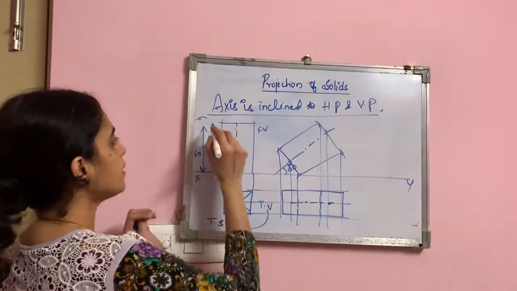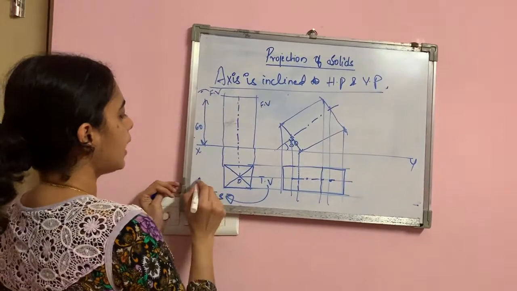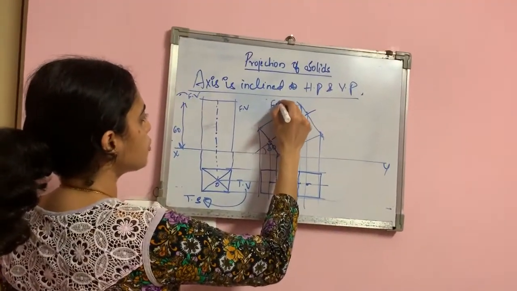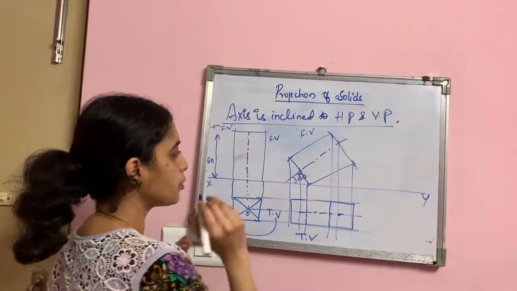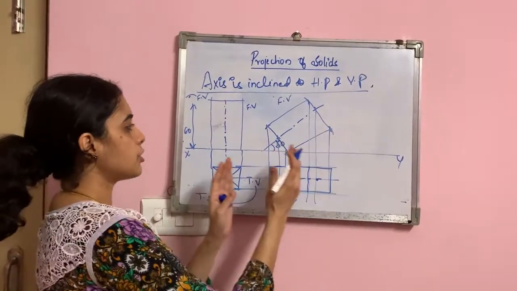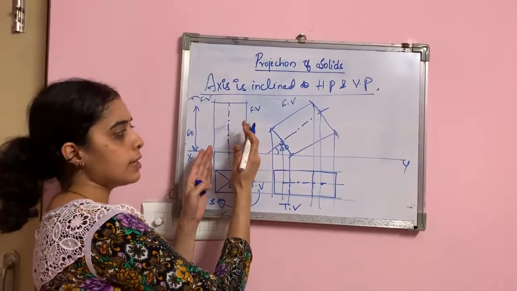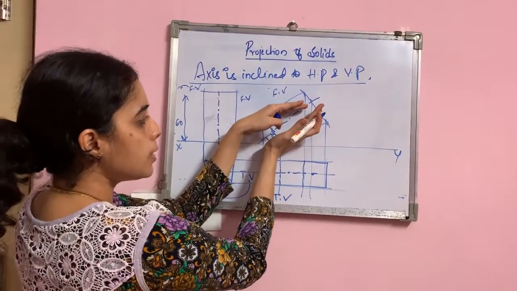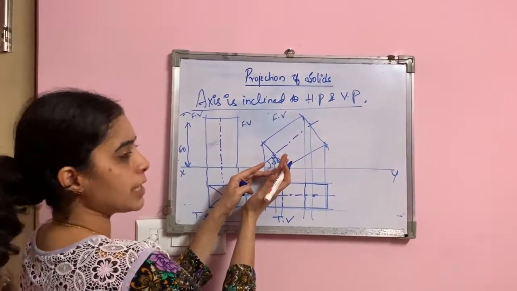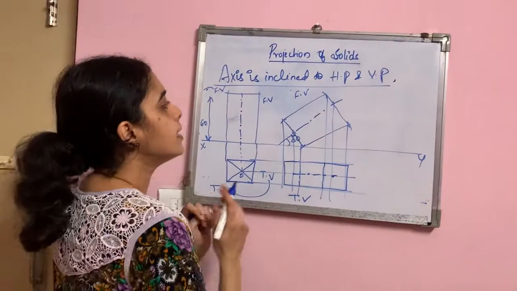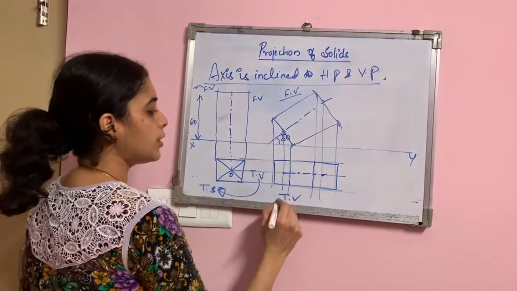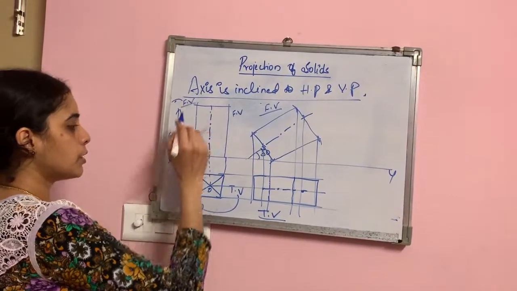So you are tracing the first front view and the top view to the second stage, front view and the top view. So this is the second stage. In the first stage we assume the axis is perpendicular to HP. In the second stage we assume that the axis is inclined to HP at a certain angle. So then also we will start with the front view and then go for the top view.